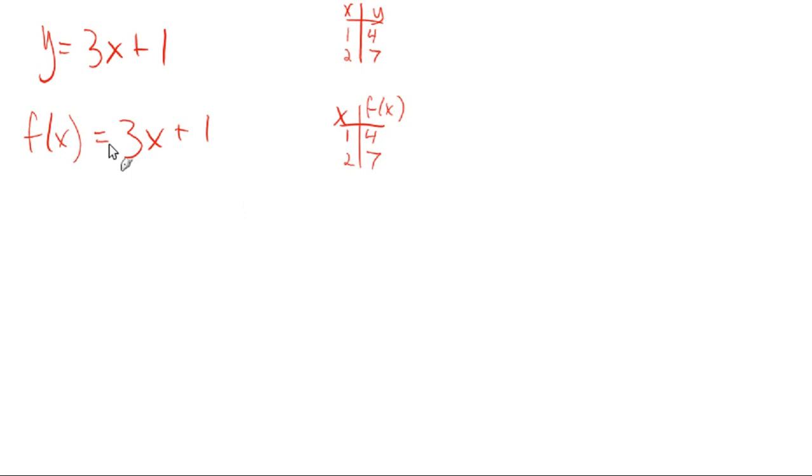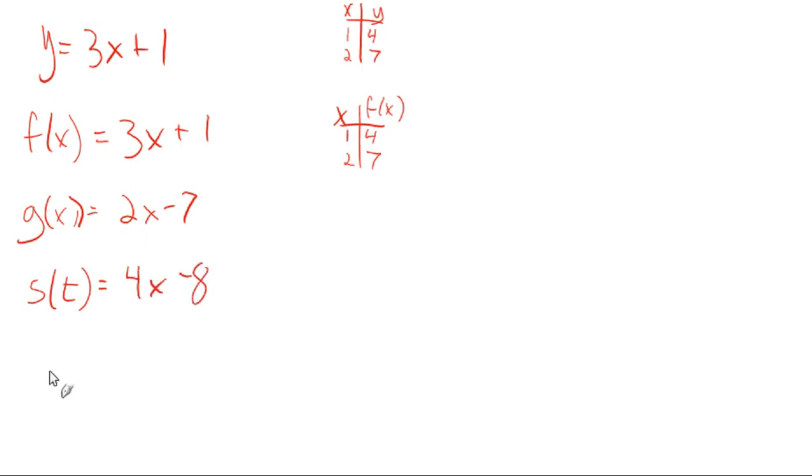The reason why we're moving to function notation is, let's now say we have g of x equals 2x minus 7, and s of t equals 4x minus 8, and q of r equals 9x plus 3. I have all these different functions, and the reason why is, and stay with me for just a second here, if all of these were y's, it's y equals, y equals, y equals, y equals, then say I was standing way over here, and I wanted to draw your attention to one of these functions.